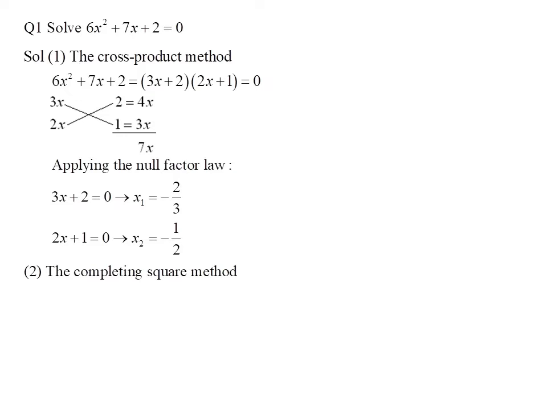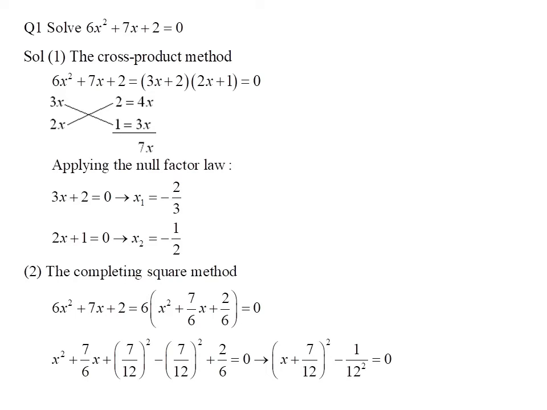The second approach is to use the completing square method. Since the quadratic coefficient is not 1 but 6, we take the 6 out, just like taking out a common factor as shown in the display. Then the equation becomes 6 times the quadratic trinomial in parentheses.